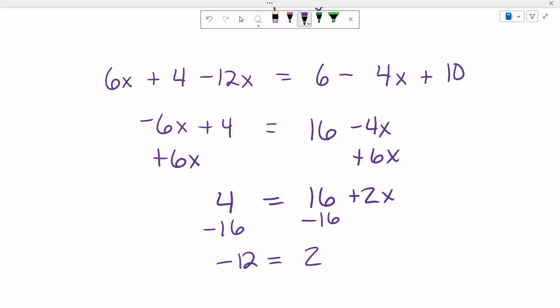So we subtracted 16, and we get negative 12 equals 2x. Then what's our last step, Anthony? What's our last step?